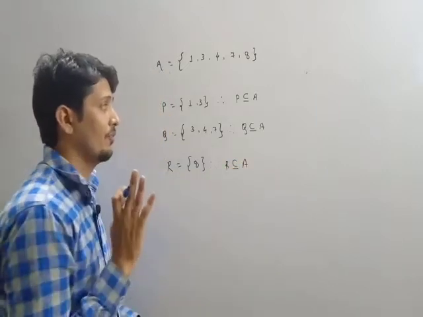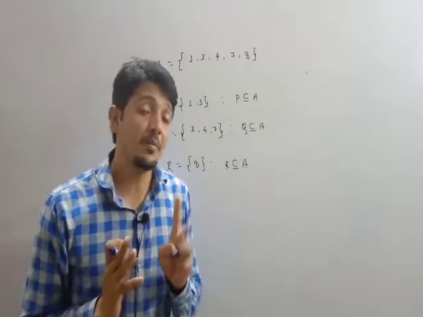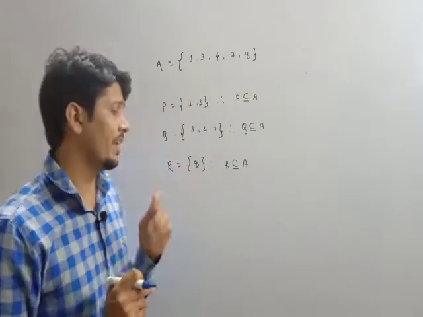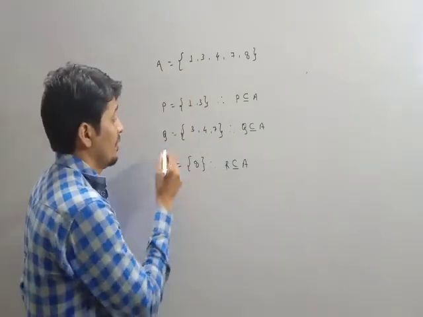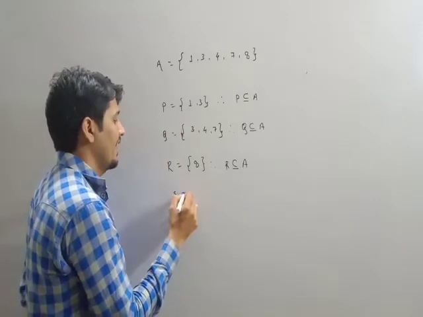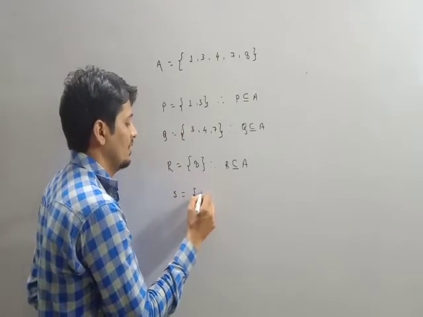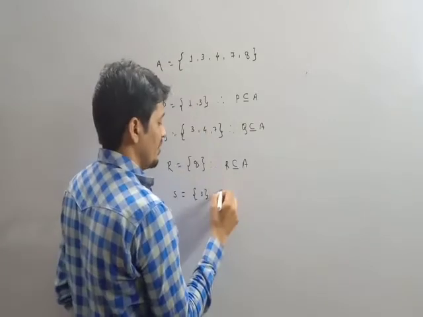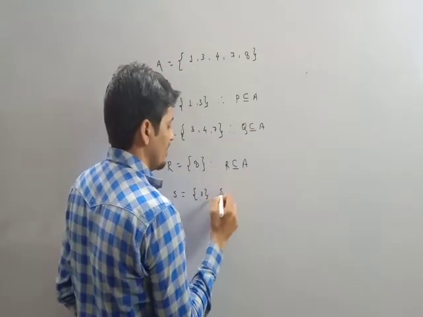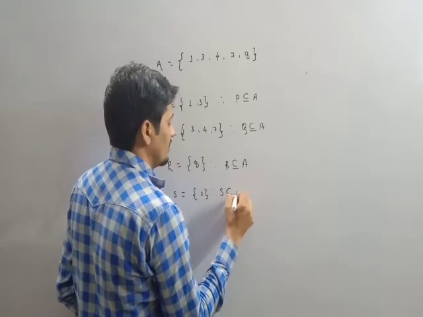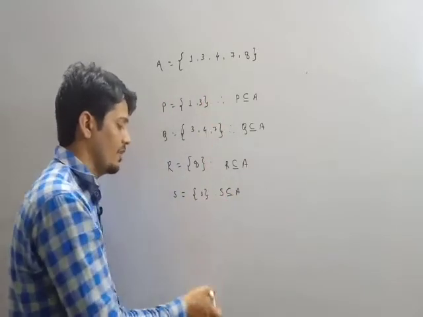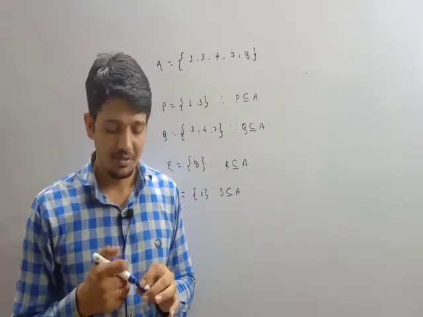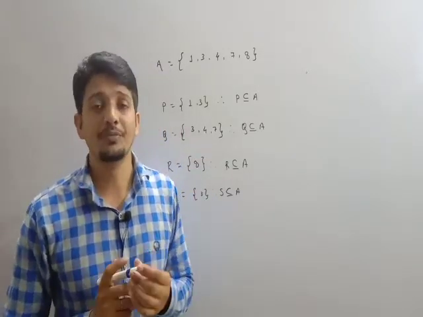There are a few more examples, like 5 examples of subsets you have to write of set A. You can take one number also. PQR, you can write set S equals the number 3. So number 3 is also present in set A. That means S is also a subset of set A. So likewise you have to write 5 more examples. So again this is homework for you.